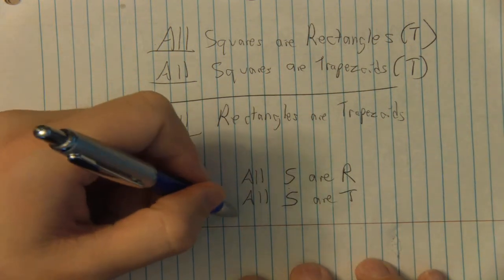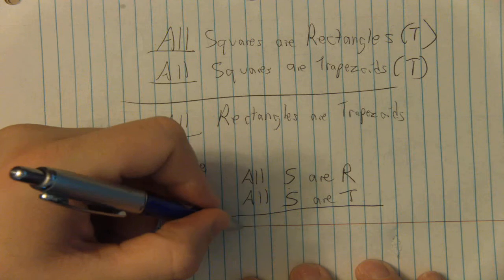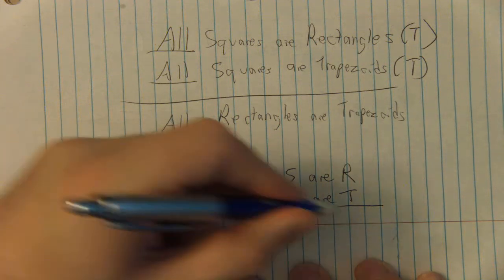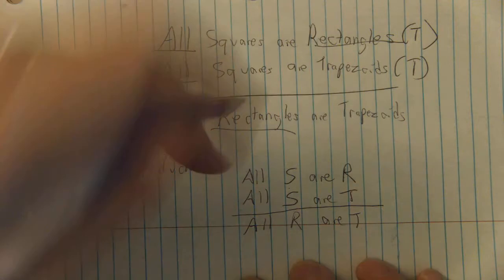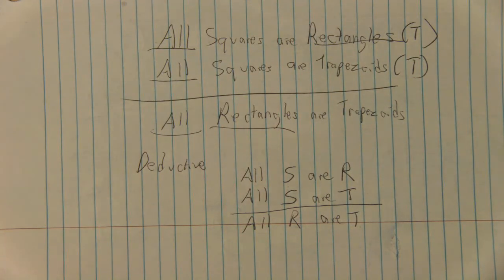All S are T is the second premise. Conclusion, all R are T. Just staying consistent. If it's rectangles here, it has to be there. That is the form of the argument. We have done what we're supposed to. We translated it into something that is neither true nor false. And we're going to test this inference.